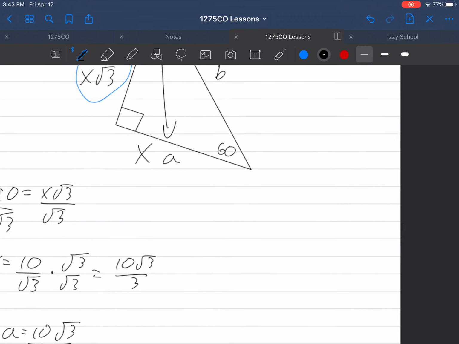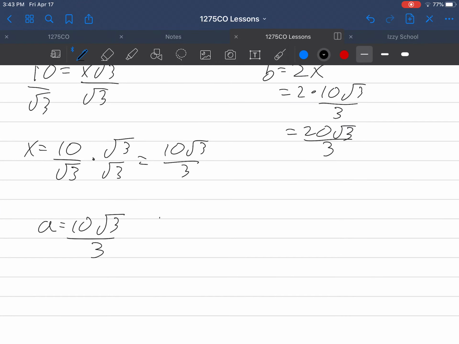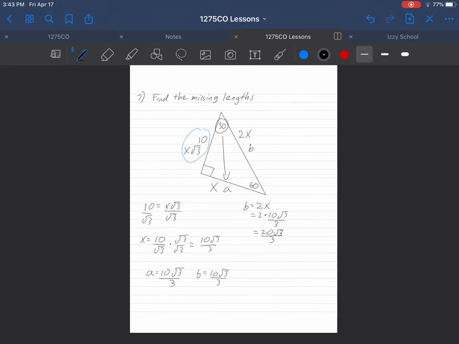If we want to find b, that's going to be 2 times x. So that's going to be 2 times 10 radical 3 over 3, for a value of 20 radical 3 over 3. And that is how we solve these special right triangles.